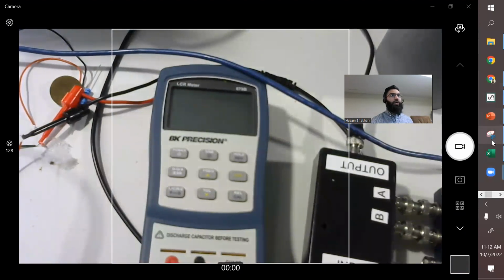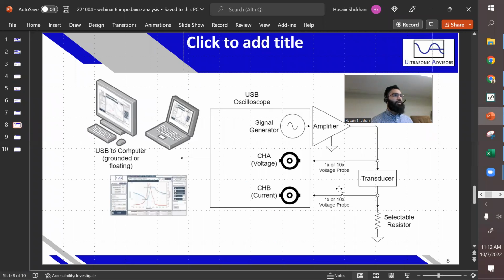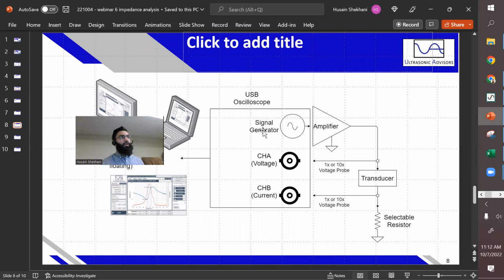I have a picture of it. It looks like this basically. There's no amplifier today, but this is a USB oscilloscope. It has a function generator. It measures voltage. It measures current via a ground side resistor. Voltage over a resistor is the current, so we can tell the current in that branch of the transducer.